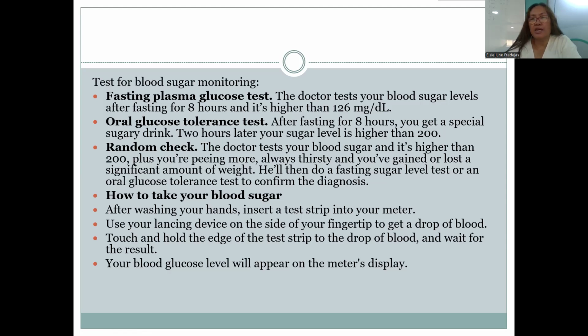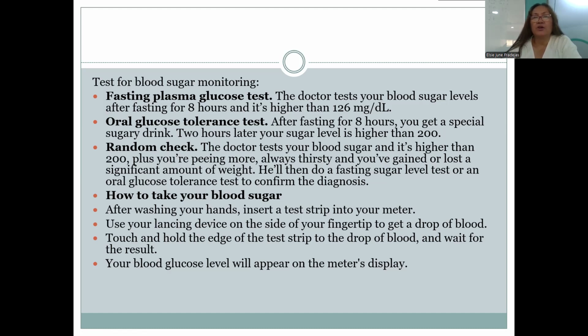Now, random check. This is anytime you can submit for the test. There is no preparation needed. And if the person is always peeing more, always thirsty, always hungry, and the blood sugar is 200 and above, then you can do a fasting sugar level test or glucose tolerance test to confirm the diagnosis.